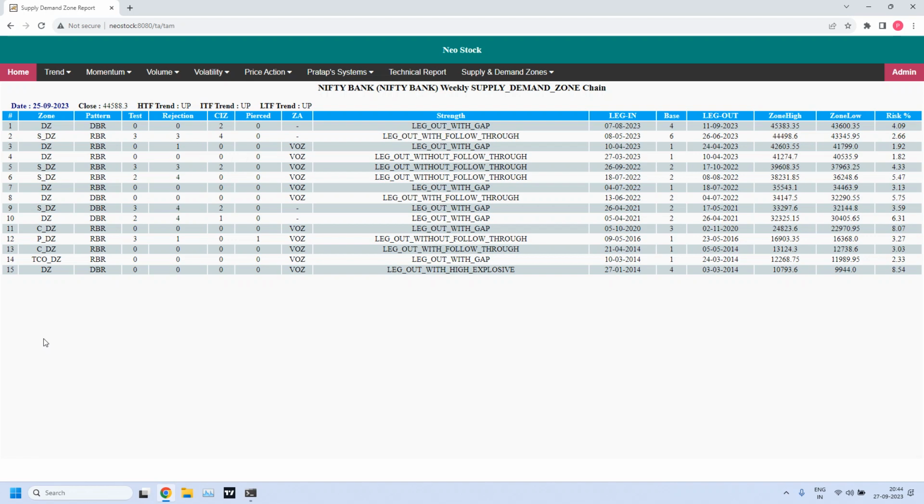How many times it is tested, how many rejections it is having, how many times it closed inside the zone. Are there any pierced zones? What is the strength of the zone based on the leg out candle? These parameters you should know for drawing your zones on the charts. This is the leg in, base, and leg out. The zone high and zone low and the risk for your reference.